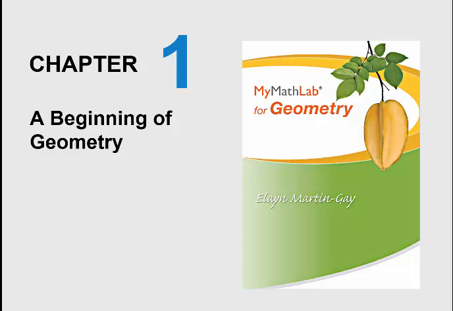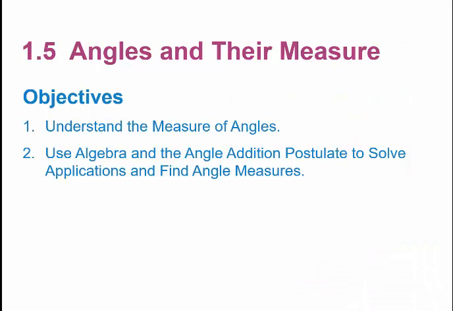We continue our study in Chapter 1 by moving to Section 1.5 now. Section 1.5 is about angles and their measure. In this section, we have two objectives. First, we want to understand the measure of angles, which many of you may remember from your high school classes. It should be a very quick refresher. And two, we want to use algebra and the angle addition postulate to solve applications and find angle measures.